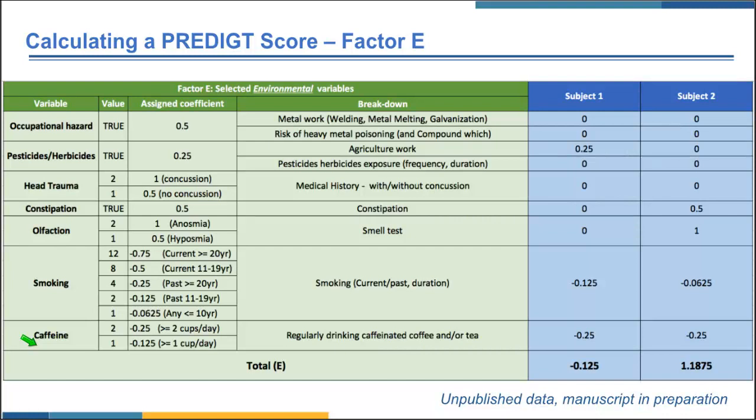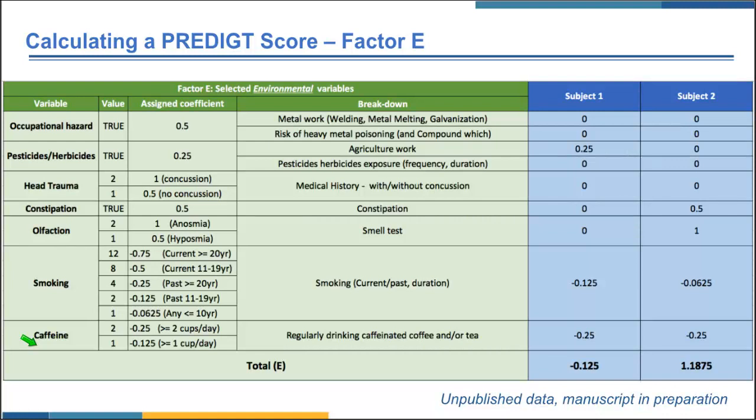So this slide is only for factor E, for their environmental exposures. Subject 1 didn't work in metal-related fields, and was never exposed to heavy metal poisoning. But this person has worked in agriculture for a certain amount of time. So here is a higher risk, and we assign 0.25 to his or her score.